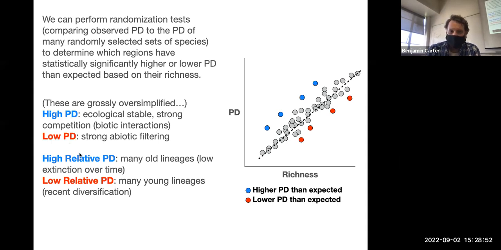And then there's a separate metric called relative phylogenetic diversity. That can give us an indication of places that have a lot of really old lineages, which means there hasn't been much extinction in that place, or a lot of really young lineages, meaning there's been a bunch of recent diversification in that region. And so by comparing these two metrics, we can get at the evolutionary history of a biota.